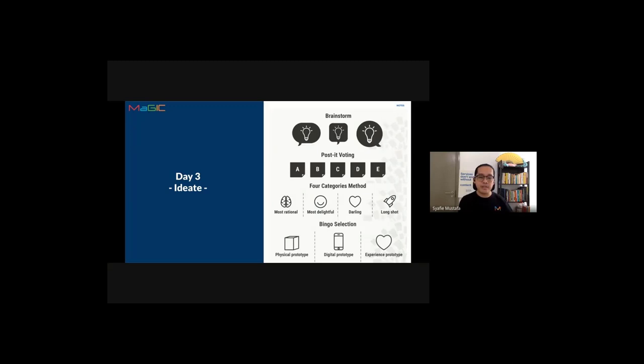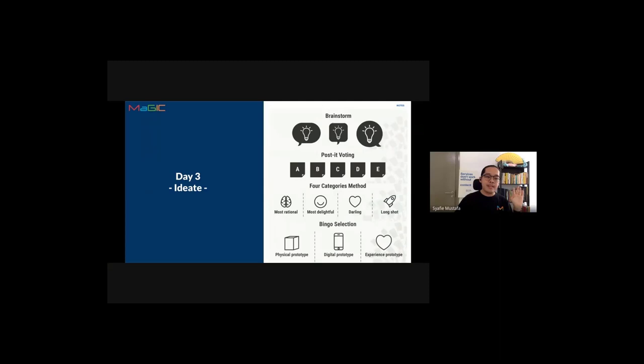The second part would be the most delightful. The reason why I put it on the third is because you have that feeling when I hear that, I say, okay, that would make life so much easier. And if everybody comes to an agreement, that is most delightful. But it's not the second one. The second one is the most rational one.